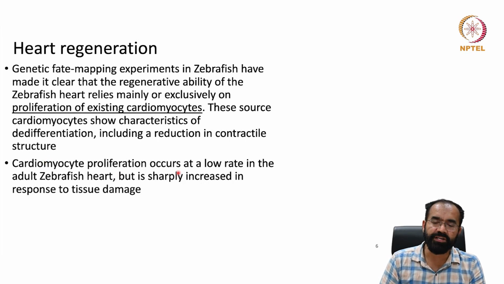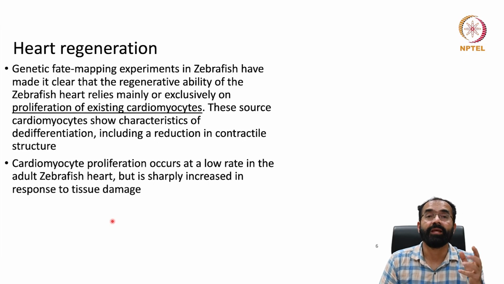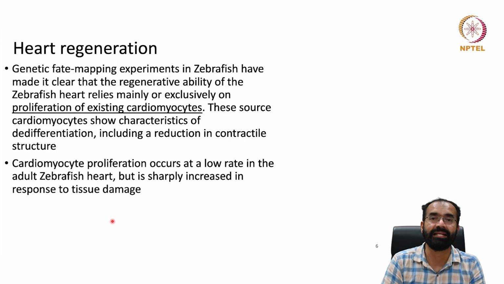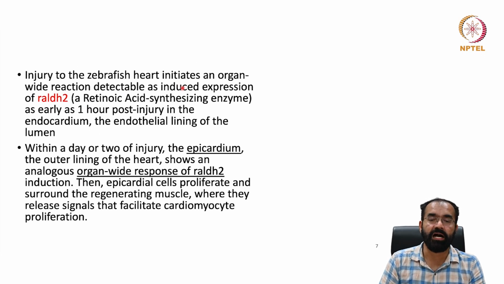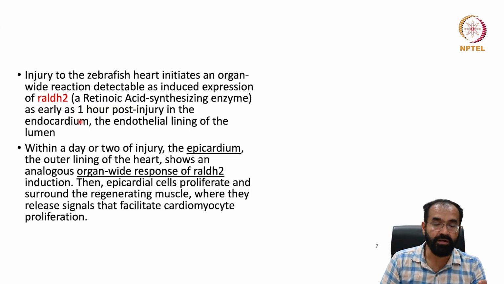So cardiomyocyte proliferation occurs at a low rate in the adult zebrafish heart, no matter whether there is an injury or not, but is sharply increased after an injury is made, because of an injury response or tissue damage. This proliferative rate of the cardiomyocytes increases tremendously, and because of which you are able to create a mass of cells, something similar to the blastema, what we have been discussing in planaria, zebrafish fin, etc.